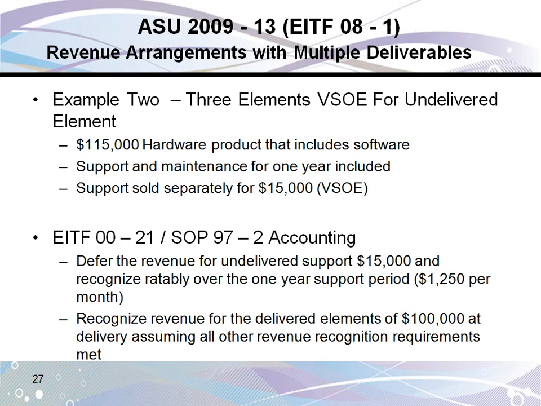In example 2, we're going to change that slightly, and we're going to say that in this instance, we do have VSOE for the support, and we sell that for $15,000 a year.